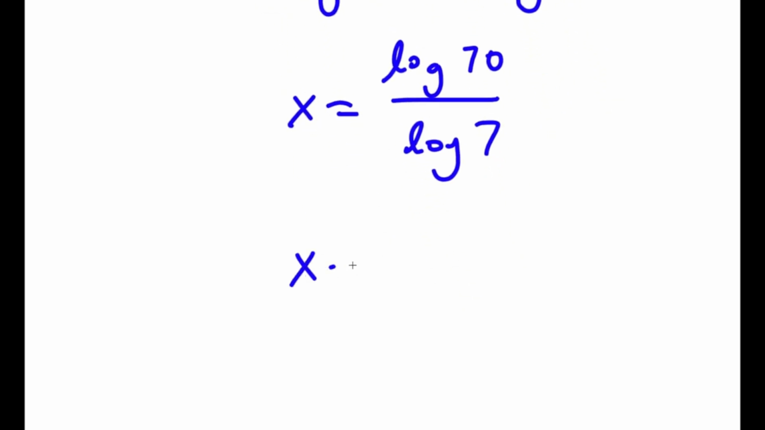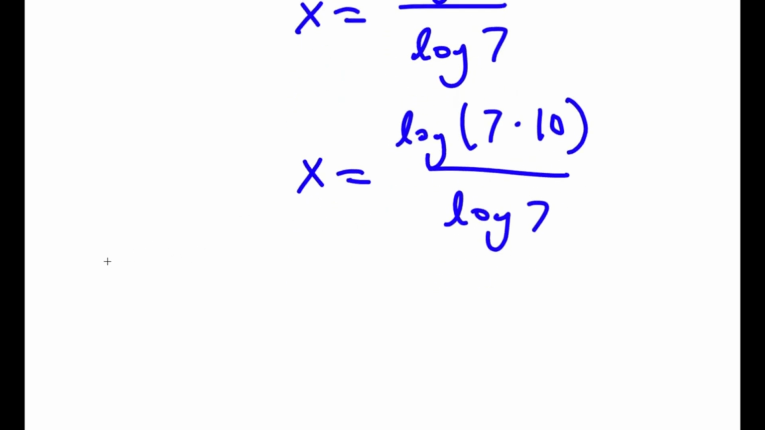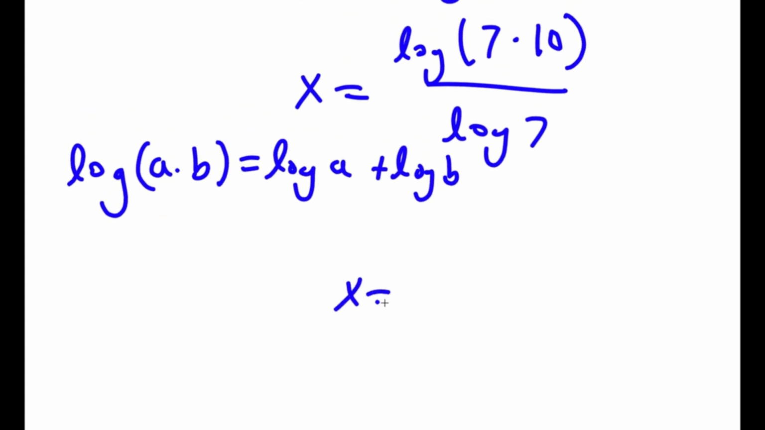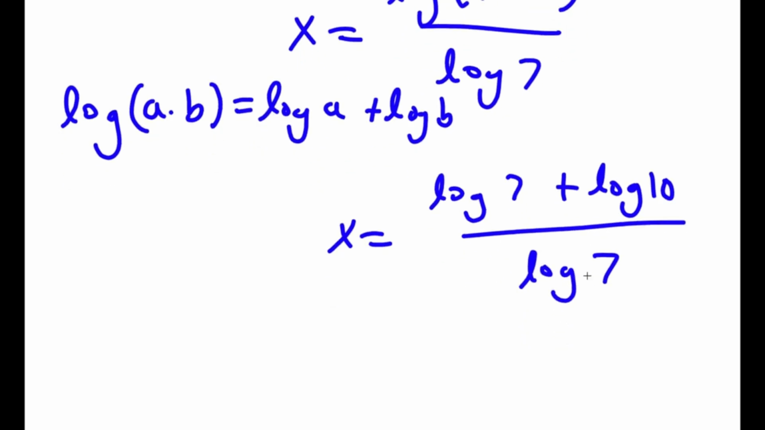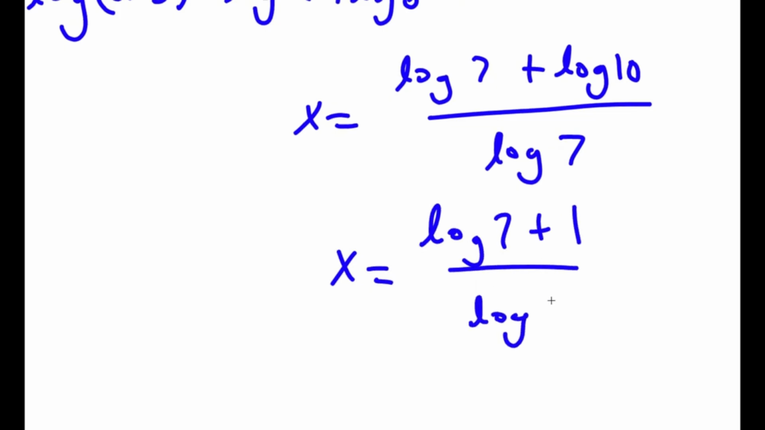Now log 70 we can rewrite as log 7 times 10. Now I have this over log 7. And if I have something in the form log a times b, this is the same thing as log a plus log b. So log 7 times 10, this is going to equal log 7 plus log 10. And I have this over log 7. Now the value of log 10 is simply equal to 1. So now I have log 7 plus 1 over log 7.